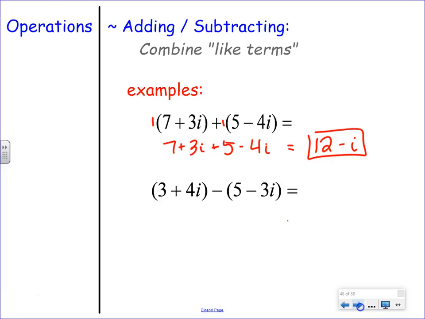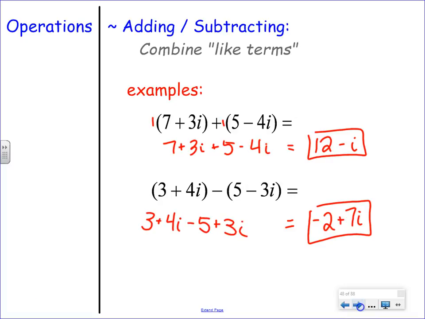If you're trying to mental math it, just make sure you don't miss anything. Did you get there? Because distributing a positive 1 keeps it the same, distributing a negative 1 flips each of the signs. 3 minus 5, negative 2, 3i plus 4i, 4i plus 3i, 7i. Done. Adding and subtracting, not bad, right? Okay, good. Let's keep going then.